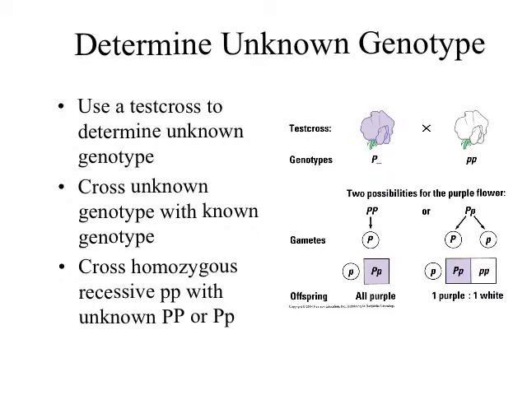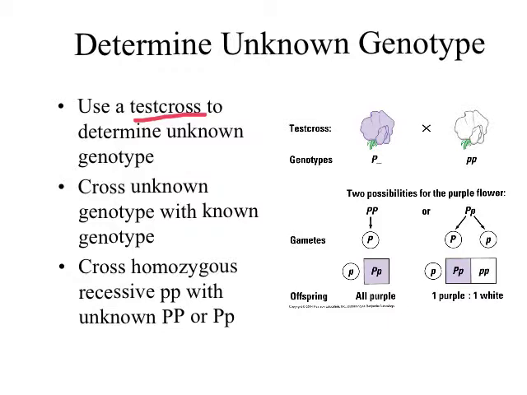So say we're riding down the road and we see a pea plant. Ooh, there's a pea plant, and it's got purple flowers. That's awesome. But remember, purple is dominant, so we wouldn't know if it was actually purebred purple, big P, big P, or if it was heterozygous purple, big P, little p, right? So what we can do is grab that pea plant, take it home, and do what is called a test cross. We're going to cross an unknown genotype with a known genotype.